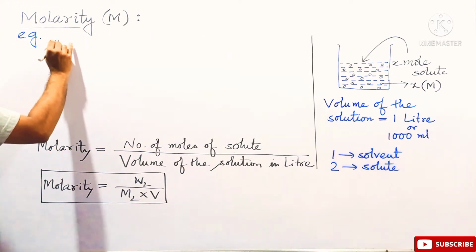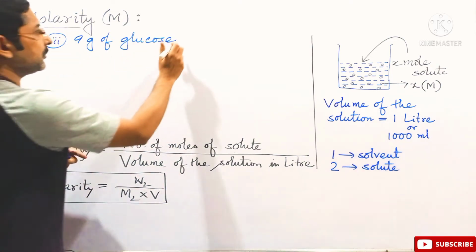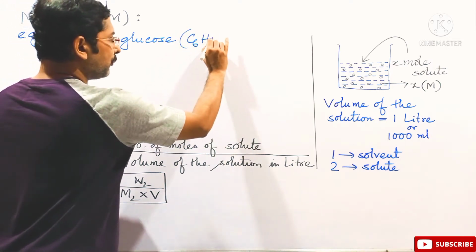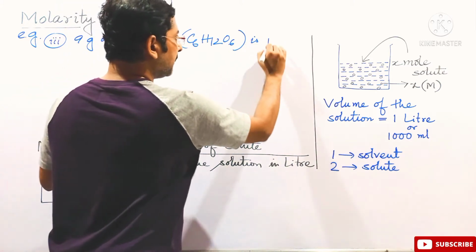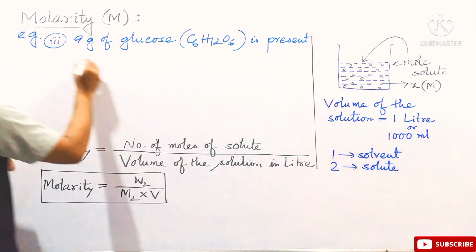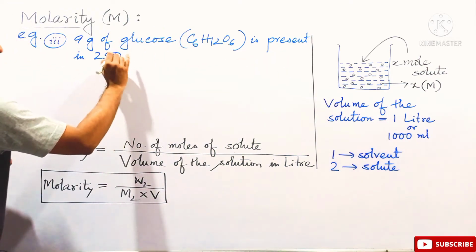For example number 3, say 9 gram glucose, C6H12O6, is present in say 250 ml of a solution.